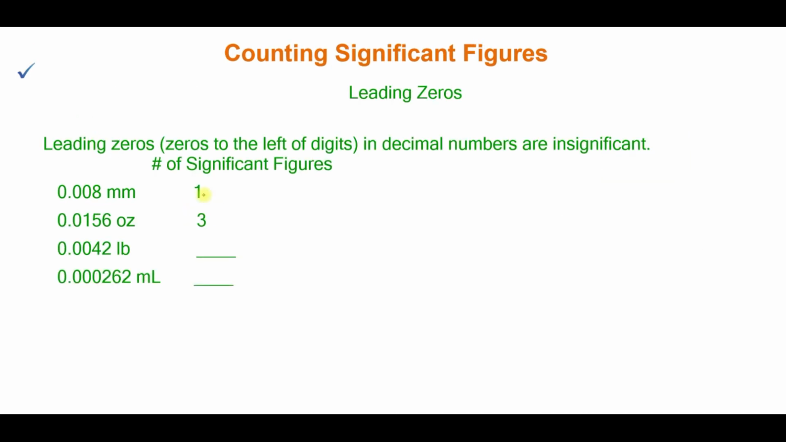Zeros have a couple of different rules. The first one is leading zeros. So zeros that lead the number, that start off this way, are not significant. They are insignificant. So we only count anything past it. So there's 1 in this measurement. There are 3 here. 0.0042 has 2 significant figures, and this value has 3 significant figures.